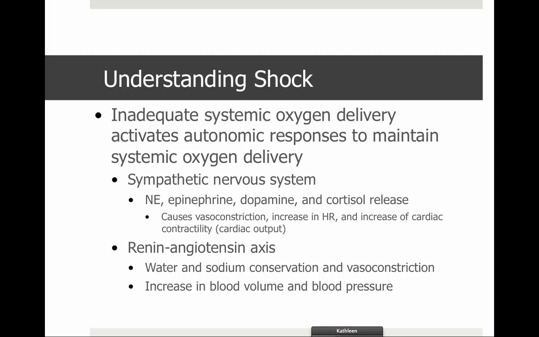Understanding shock, what you have is inadequate systemic oxygen delivery, which activates the autonomic nervous system to maintain homeostasis. So the sympathetic nervous system releases norepinephrine, epinephrine, dopamine, and cortisol. This causes overall vasoconstriction, an increase in heart rate, and an increase in cardiac contractility. This also stimulates renin-angiotensin, and because it's sensing you're hypotensive, you get water and sodium conservation and vasoconstriction to restore that volume. Increase in blood volume and increase in blood pressure.